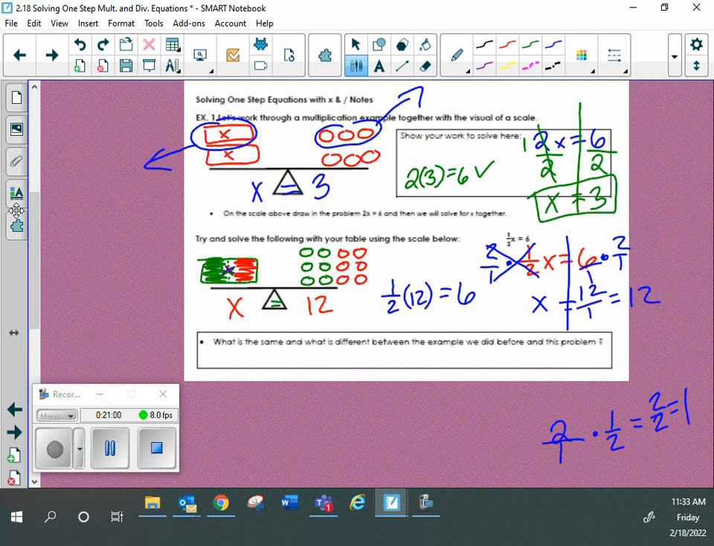Okay? So what is the same and what is different? What do y'all notice? What's the same? What's the difference? There's a fraction on one, and you have to flip it. You have to do a reciprocal. There's x on both of them. In both of them, it equals 6, right? Both of them have x's and both equal 6.